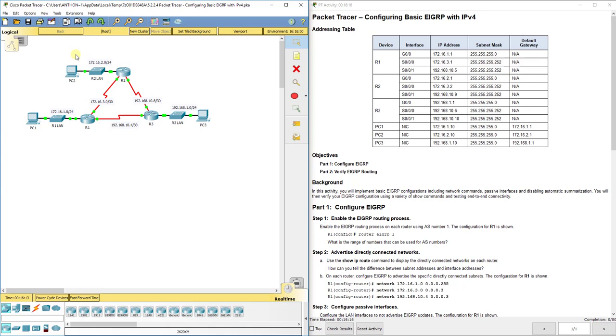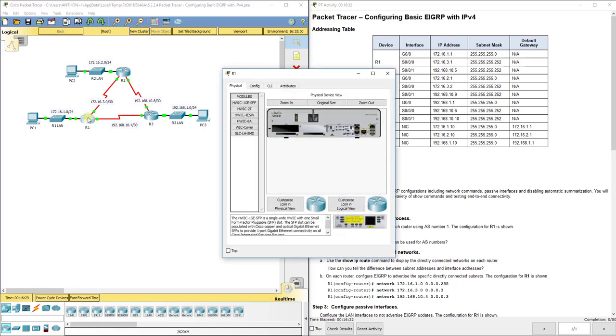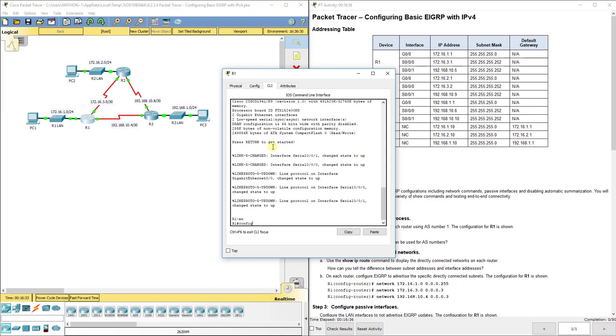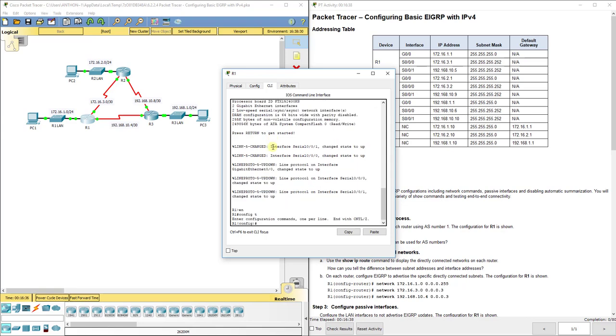So with dynamic routing, what we do is on R1, we're going to enter in all of our directly connected networks that we know about, and it's going to share that with the other routers that are participating in EIGRP with the same autonomous system number. So for R1, the first thing we want to do here is go in, do config T, and we're going to enter router EIGRP 1.